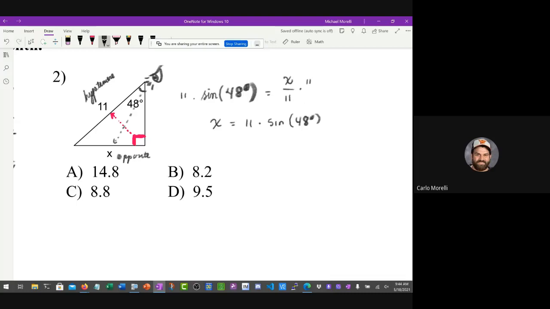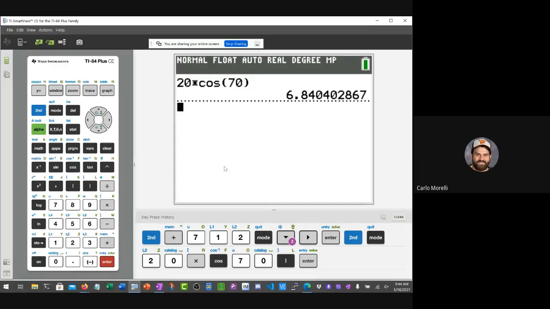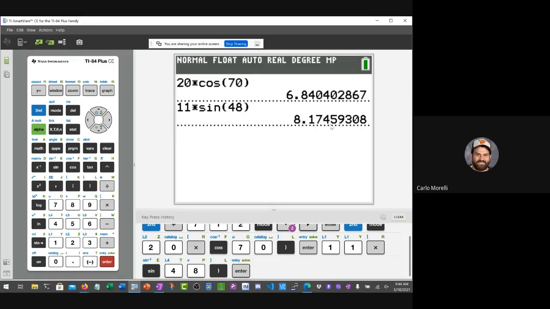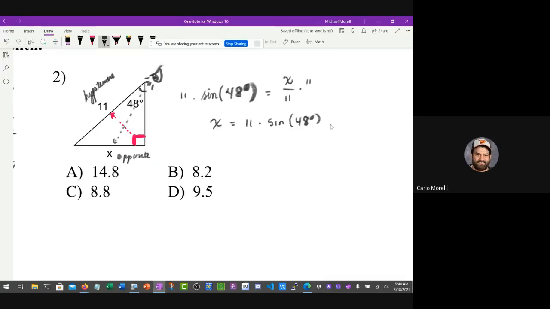So we've already put our calculator in degree mode. So we just type 11 times, and then you hit the sine button, 48. Hit enter. I'm getting 8.17. So that's approximately 8.17, and I have to round to the nearest tenths place. So I look at the 7, and I'm going to end up rounding that 1 up. So this is going to be approximately equal to 8.2, which would give me B.